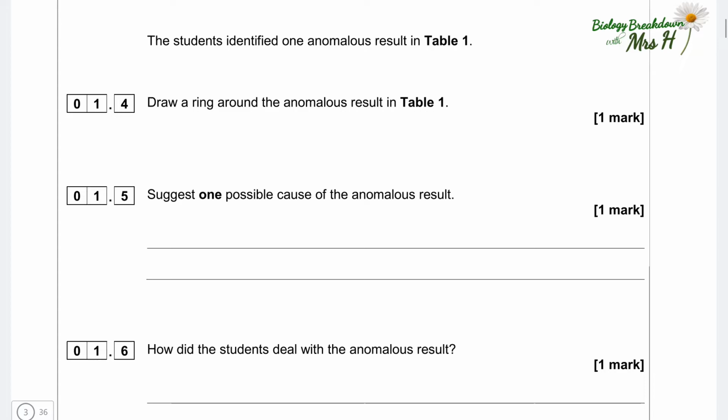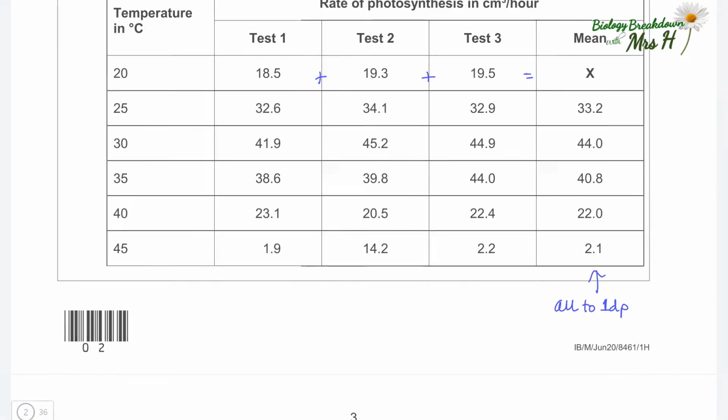The students identified one anomalous result in Table 1. Draw a ring around the anomalous result in Table 1. So have a look at all the rows. Is there any value that stands out as being quite different from the rest in the row and very different from the mean as well? The one that stands out is at 45 degrees C. You can see that test 2 is 14.2. And that's really different to the other 2 sets of results and also to the mean.